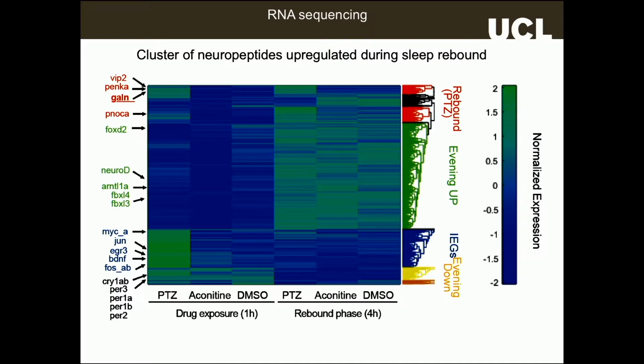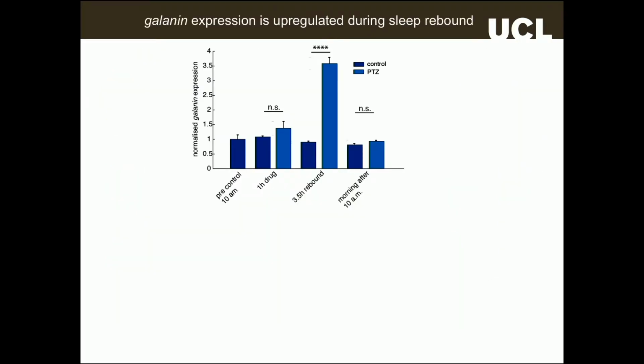We pick up circadian regulated genes, but what I want to draw your attention to is this cluster of genes that is exclusively upregulated during rebound sleep. And this includes several known sleep regulators, and it also includes Galanin, which you've already heard about today. And Galanin is basically an inhibitory neuropeptide, which is expressed in sleep-active neurons in the preoptic area, the VLPO. And I confirmed a lot of this data by doing qPCR, and this is an example for Galanin you can see here.